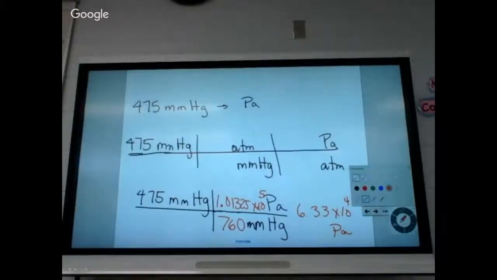Isn't the O oxygen? After the decimal, the first O is just a placeholder. Is there a number before the decimal? No. And the first one after the decimal is a placeholder, that's correct.